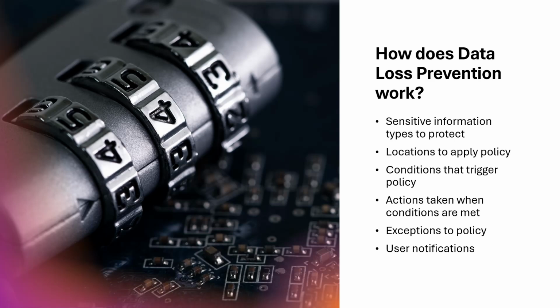Also, we have the actions that the policy takes when the conditions are met, such as blocking access, encrypting, notifying, auditing, or reporting. We also have the exceptions that exclude certain files, messages, or users from the policies. Now, the user notification that informs the users about the policies is also part of how it works, and it also says how we can comply with it.